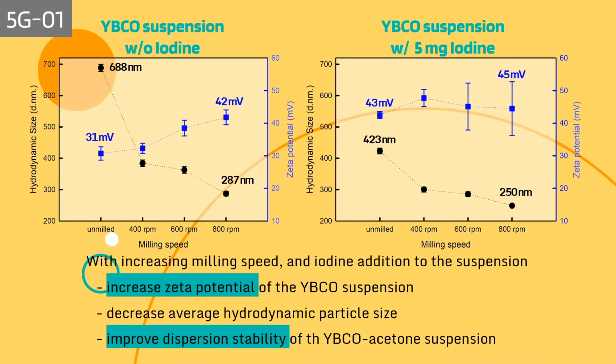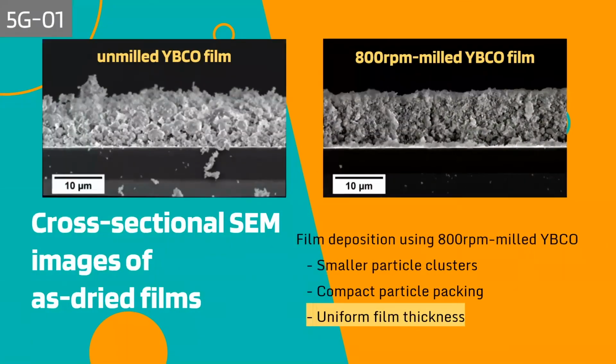In terms of stability, all iodine-aided suspensions are found to be colloidally stable with zeta potential values of 43 to 45 millivolts. From here, we've shown that milling of powders and additive use have improved the dispersion stability of the suspension. For the final test, we have looked as well on the resulting as deposited films via EPD.